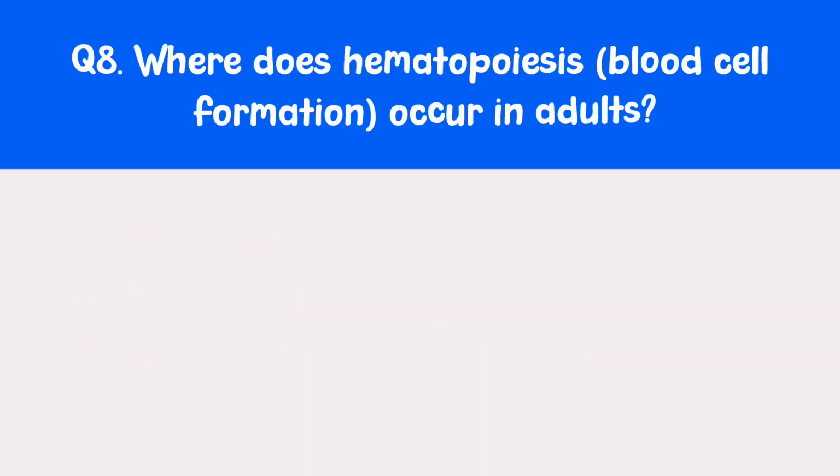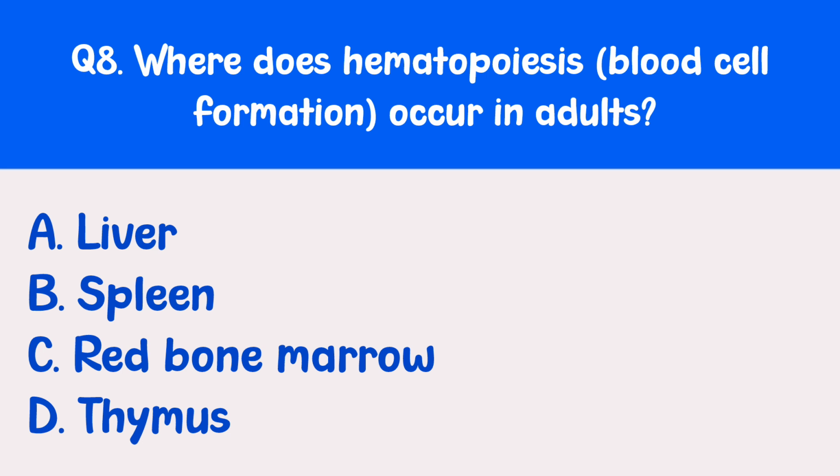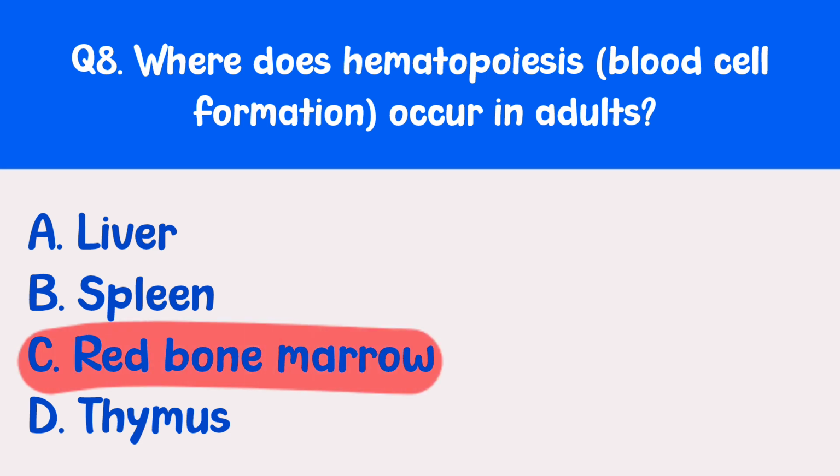Number 8. Where does hematopoiesis, which is blood cell formation, occur in adults? A. The liver, B. The spleen, C. The red bone marrow, and D. The thymus. Our answer should be C. The red bone marrow. In adults, all blood cells are formed in the red bone marrow, primarily in the pelvis, the ribs, and the sternum.